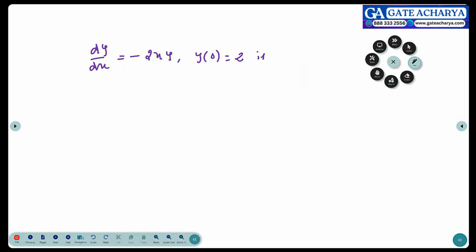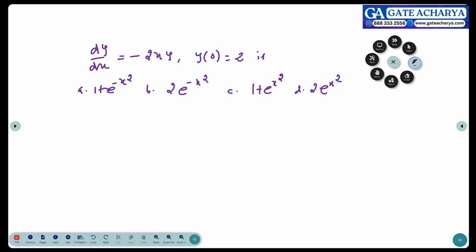Some options: option A is 1 plus e power minus x square. Option B is 2 times e power minus x square. Option C is 1 plus e power x square. Option D is 2 times e power x square. We find the solution, and among these four, which one is correct.